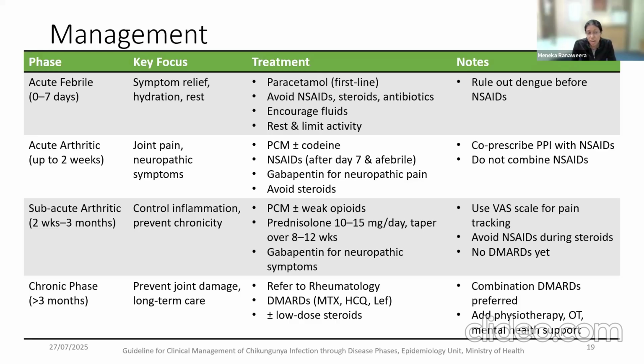Then you increase pain management when you've got further joint pain. Again, at this stage, steroids are avoided. And then when you're heading into the subacute arthritic phase, steroid is recommended at this point. And if you head to the chronic phase, then the recommendation is referral to rheumatology for further treatment.